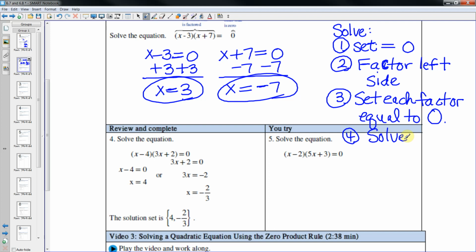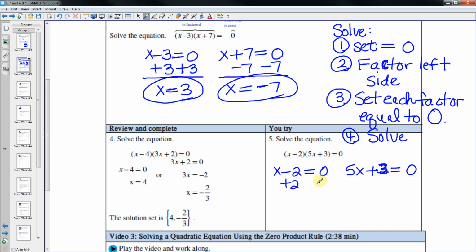And 4, solve. Alright, so this next example, I've got x minus 2 and 5x plus 3 equals 0. So this is already set equal to 0, and this particular problem is already factored. So steps 1 and 2 are already done for you. Step 3 says to take each factor and set each factor equal to 0. So you're making two little mini problems, really, when we do this. Oops, that should be a 3 equals 0. And then solve each one.